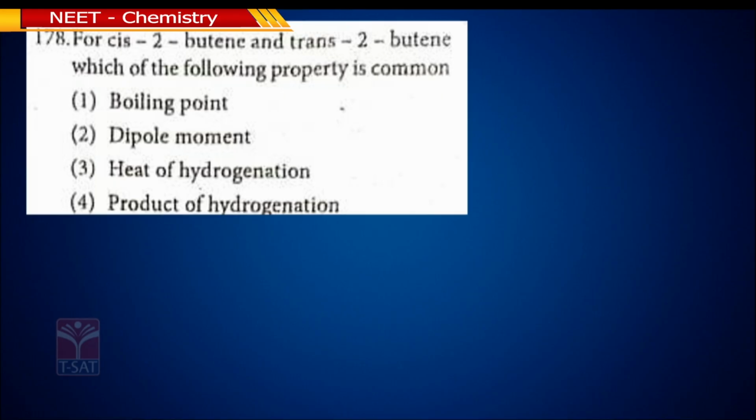Next, for cis-2-butene and trans-2-butene, which of the following properties is common? Trans has a higher boiling point than cis. Dipole moment: cis has more dipole moment than trans. Heat of hydrogenation: trans is more stable, that is why trans has less heat of hydrogenation than cis. But the product of hydrogenation is the same.